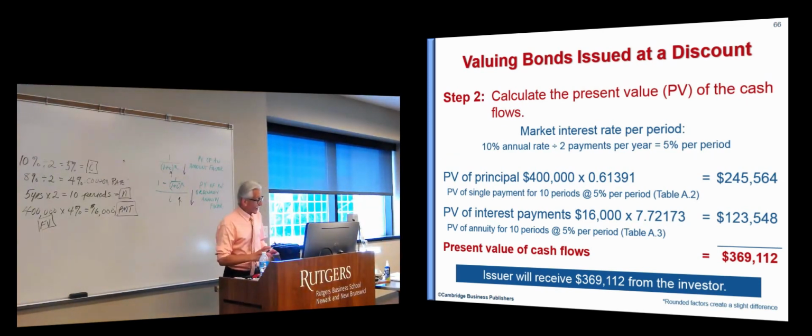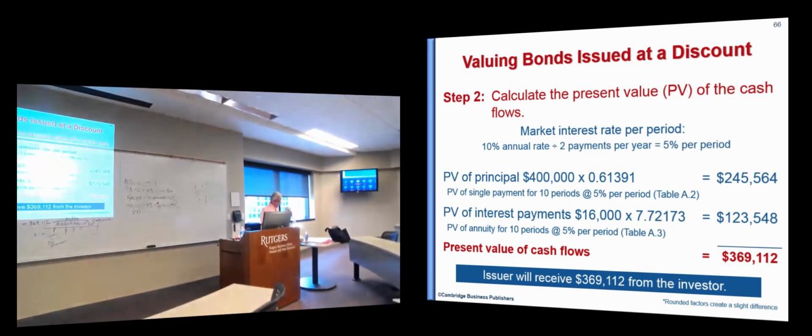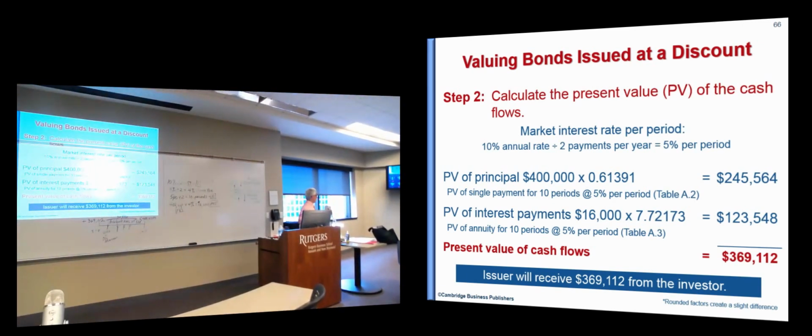All right, now let's try it on the calculator. So again, the only change in the variable, I got 400 as the future value. 16,000 is the payment. 10 is N. Now I goes to 5. 5 is I. And the PV, a little rounding there at 369,113. They didn't show us the calculator, I'm sorry. 369,112.